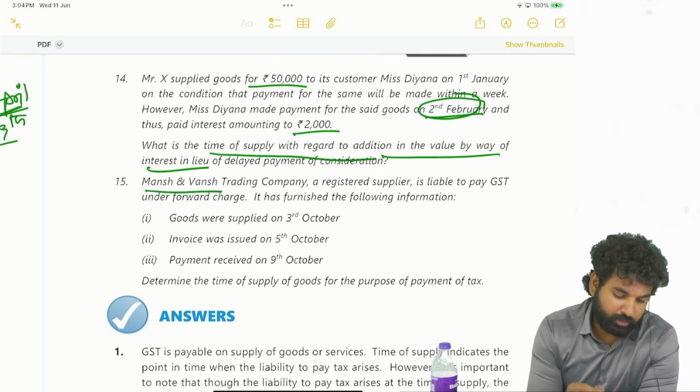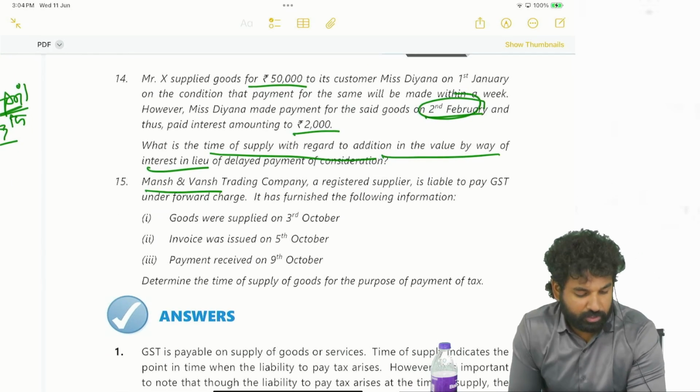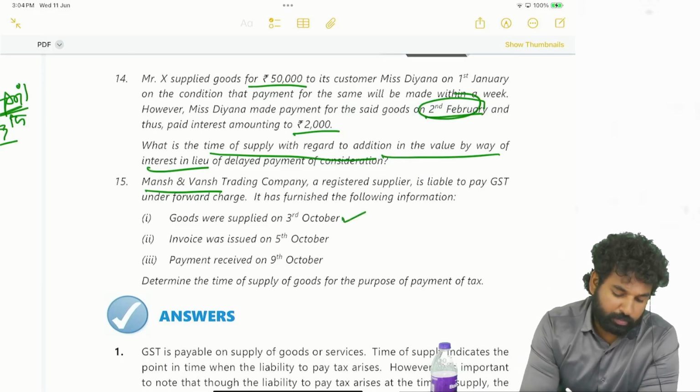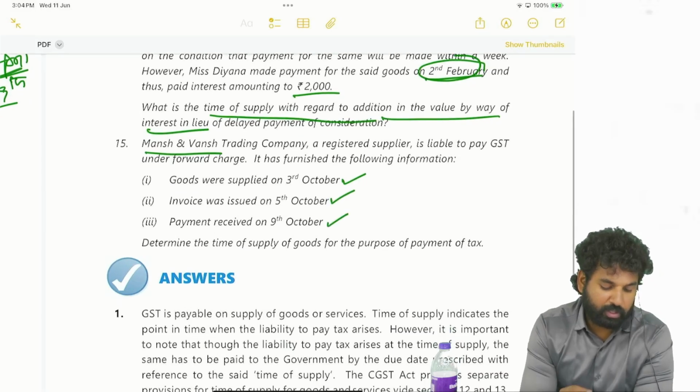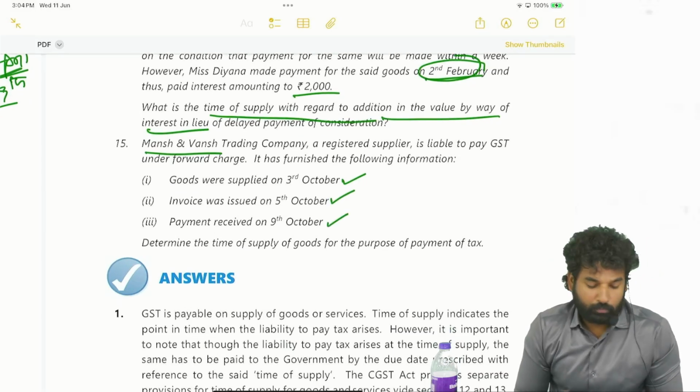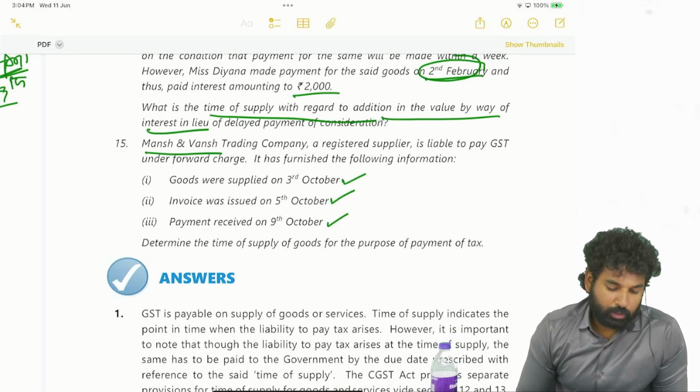Next, Munch and Wunsch Trading Company, a registered supplier, is liable to pay GST under forward charge. It has furnished the following information. Goods supplied on 3rd October. Invoice issued on 5th October. Payment received on 9th October. Invoice issued within time?